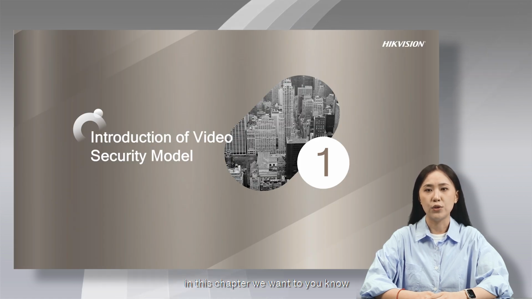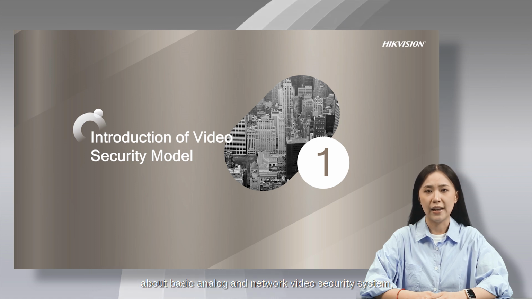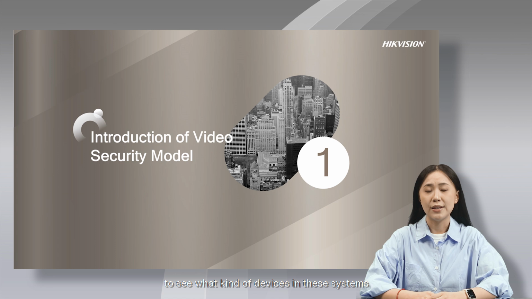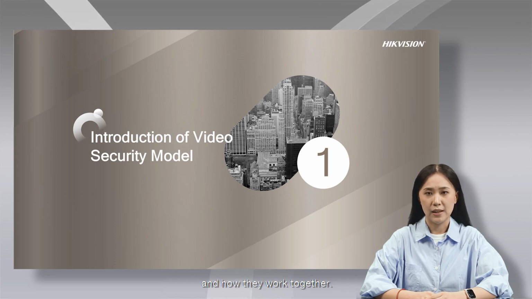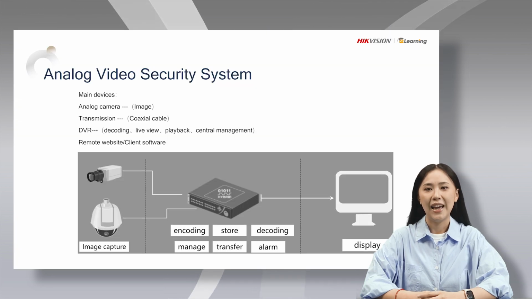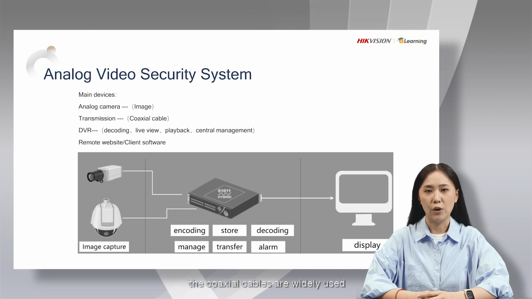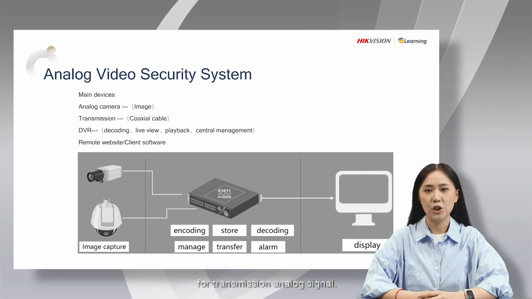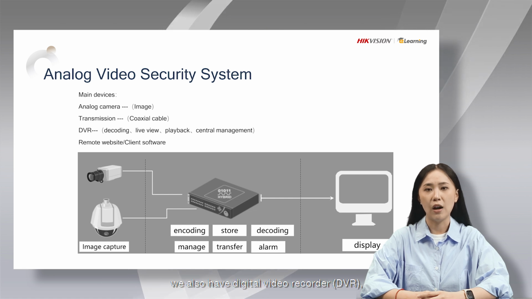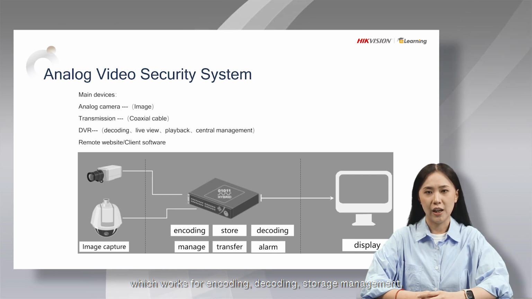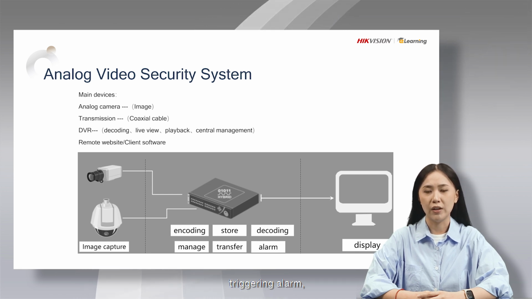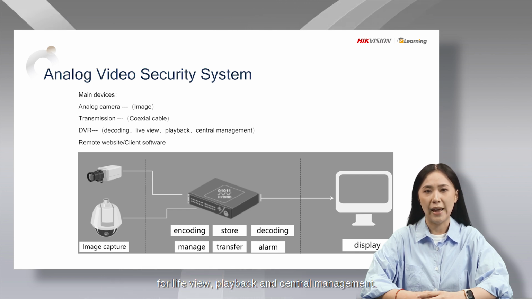In this chapter, we want you to know about basic analog and network video security system, to see what kind of devices in these systems and how they work together. In the analog video security system, we have main devices as following: analog cameras for image capture. The coaxial cables are widely used for transmission of analog signal. In the system, we also have digital video recorder, DVR, which works for encoding, decoding, storage management, triggering alarm. We use it in analog system for live view, playback and central management.